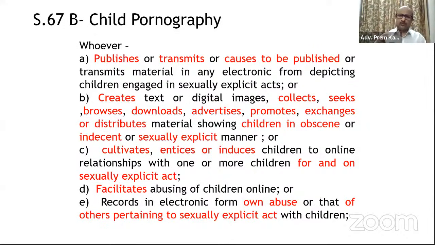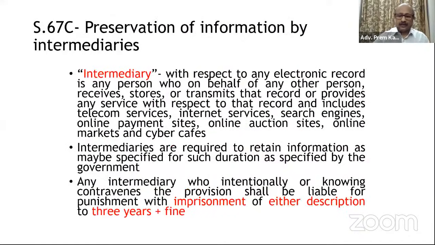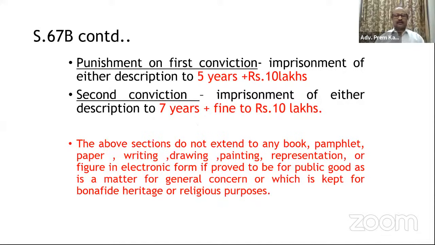All of us as advocates and members of the legal fraternity need to be very sensitive about this particular section to protect our children from such predators, pedophiles, and make the life of children safer. So 67(7)(b) concludes. Okay, there is a rider. I don't need to go into that, but still, the above sections do not extend to any book, pamphlet, paper, writing. So this is an exemption clause which says whatever is in this will not attract 67(b).